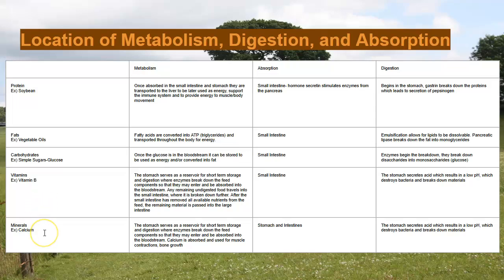Looking at minerals, example we have listed as calcium. The stomach serves as a reservoir again, for short-term storage and digestion, where enzymes will break down the feed components so that they can be absorbed. The calcium is absorbed and used for muscle contractions and bone growth. The absorption occurs in the stomach and the intestines, and the stomach secretes the acid, which results in a lower pH. And again, the bacteria breaks down the materials.